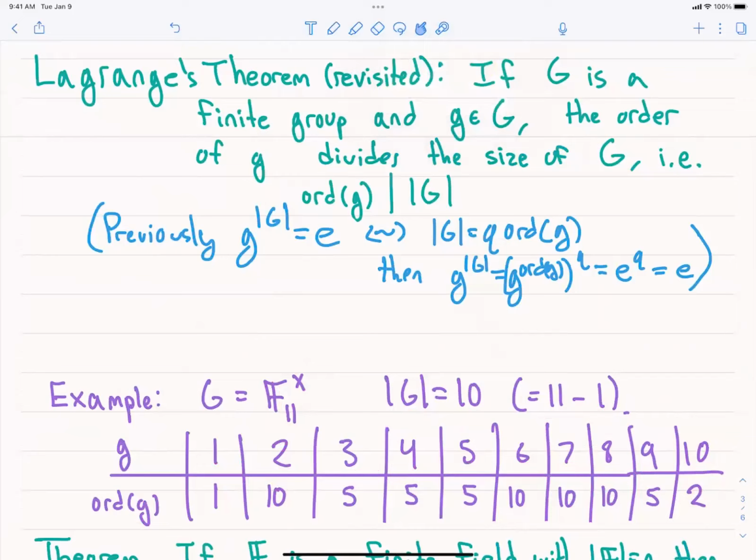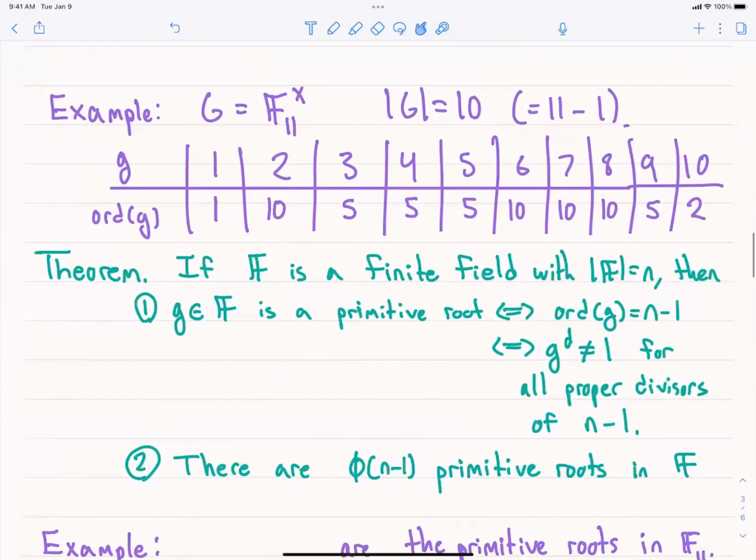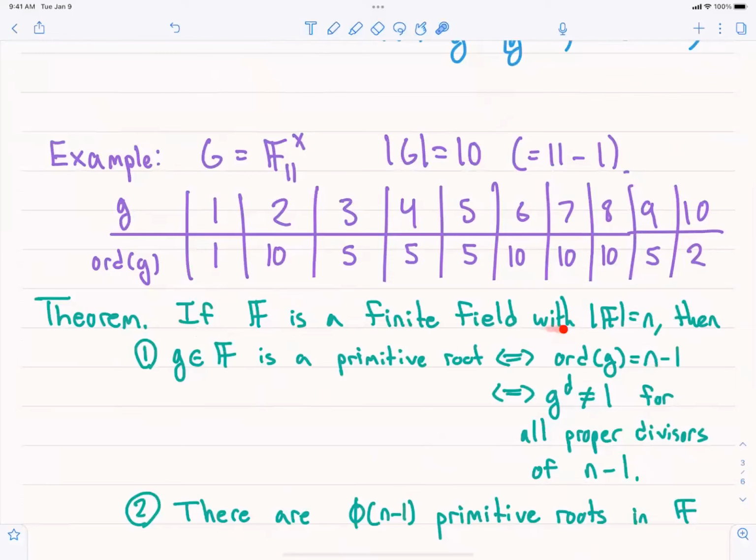So let me make the general statement in this theorem. If F is a finite field with n elements, so here n was 11, then the first part of this statement is just that some element g, like 2, is a primitive root if and only if the order of g is n minus 1, which is also equivalent to saying that g to the d is not 1 for all proper divisors d of n minus 1. So this looks like the criterion you used on the homework last week, and I'll justify it in a minute.